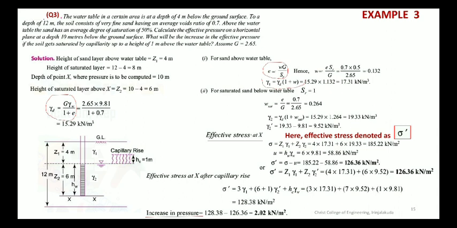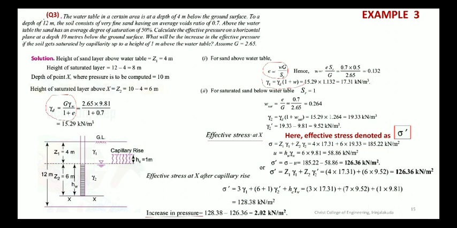So what is the effective stress? Effective stress is equal to total stress minus pore water pressure. So 185.22 minus 58.86, and simply the answer, it is 126.36 kilonewton per meter square. So you got the effective stress at a layer 10 meters below the ground level. So the first part is over. Calculate the effective pressure on a horizontal plane at a depth of 10 meters below ground. So that part is over.